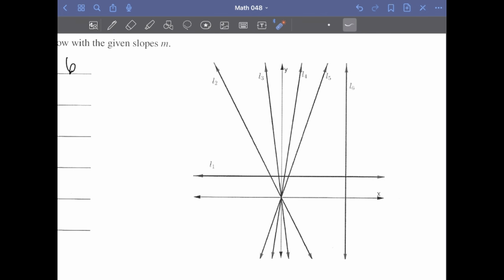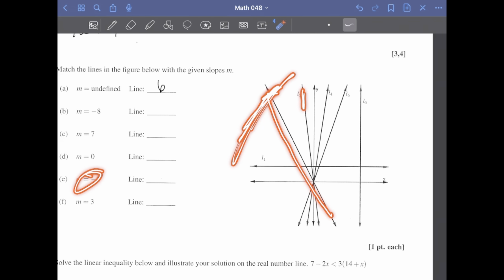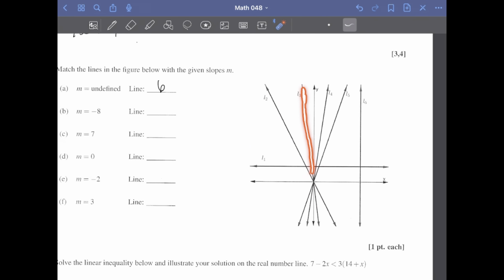So it wouldn't be line 2, because you see when it has small negative slopes, it's kind of wider, like you see how wide this is compared to line 3. So when you see m as negative 8, it's much steeper. So negative 8 would be line 3. And if you still don't understand that, what I would suggest is to draw 2 graphs and then just plot.